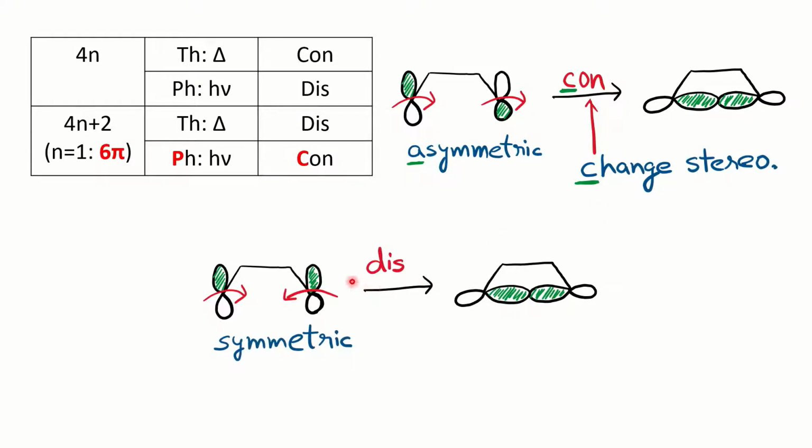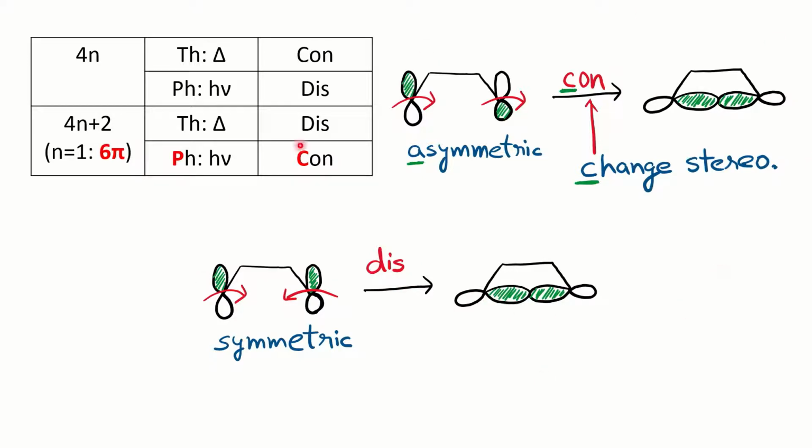The other method is disrotatory, when the terminal orbitals have the shaded lobe on the same side. To form a bond, they have to move opposite to each other. You can notice one is clockwise, the other is anti-clockwise, so that it can form a sigma bond. In disrotatory, there is no change in the stereochemistry. If you are starting with a cis reactant, you will get the cis product. If you are starting with a trans reactant, you will get the trans product. You can notice here that symmetric means it has a plane of symmetry. So if your molecule has a plane of symmetry, then disrotatory ring closure will occur.